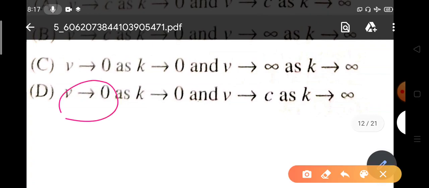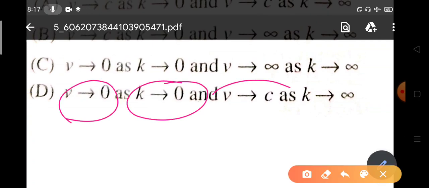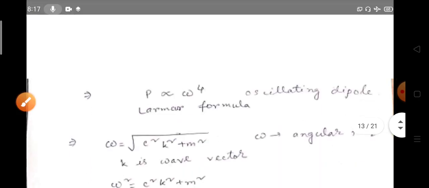As v tends to 0, k tends to 0, and as v tends to c, k tends to infinite.